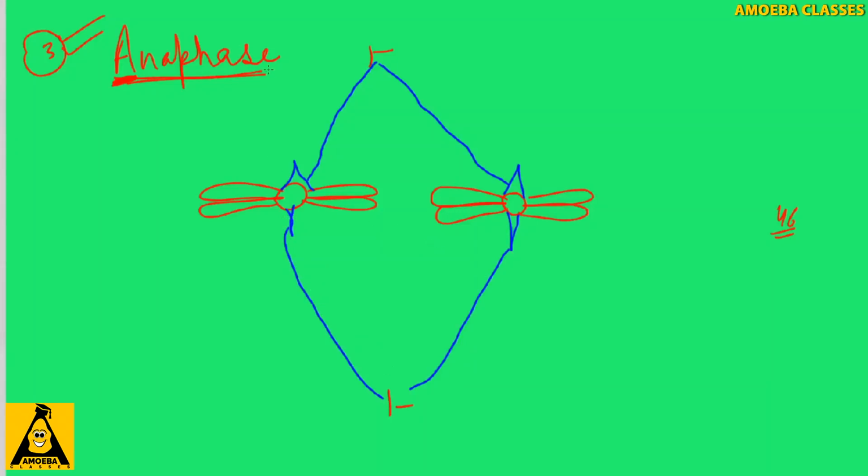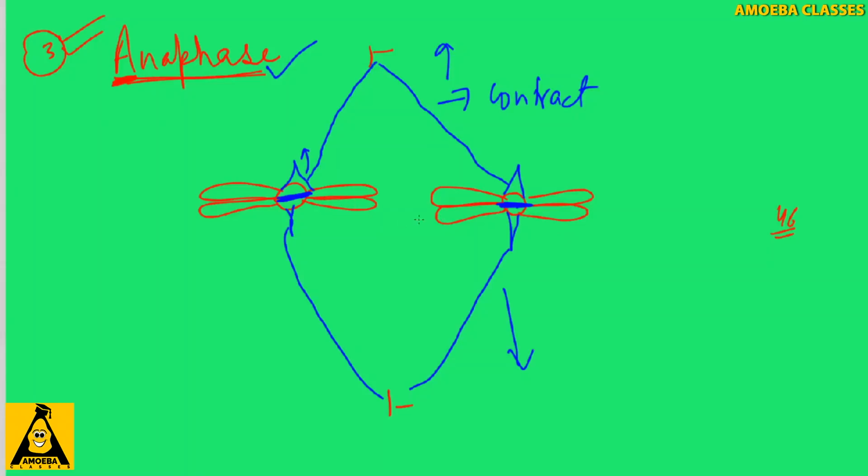Now in the anaphase, what will be happening? These spindle fibers will begin to contract towards the opposite ends. This spindle fiber will be contracting this side, and this spindle fiber to the opposite side, because of which the pull force will be coming here, and here the pull force will be in the opposite direction, because of which the centromere will split into 2.